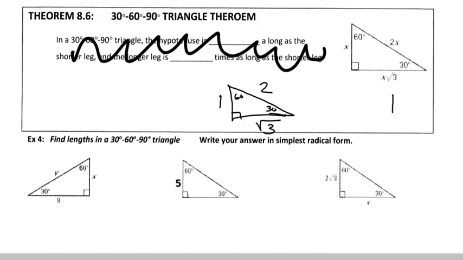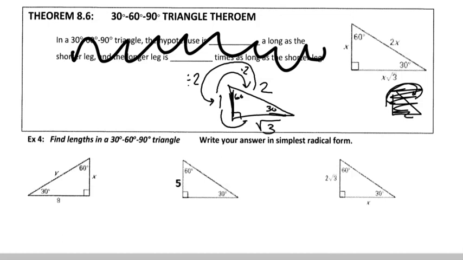We're going to be doing the same exact thing, but now we have different numbers we're working with, because with our 45, 45, 90, we just multiply by rad 2 or divide by rad 2. Now we have different numbers. If you are given your short side and you want your hypotenuse, it's getting bigger, so you multiply by the number 2. If they give you the hypotenuse and you want your short side, it's getting smaller, so divide by 2.